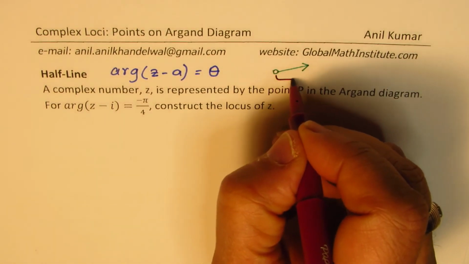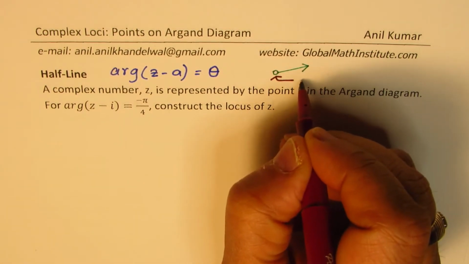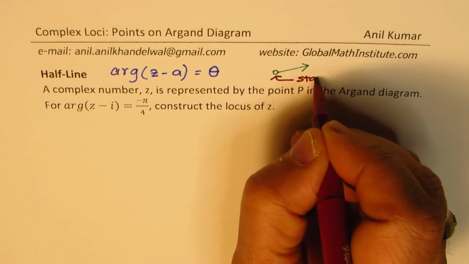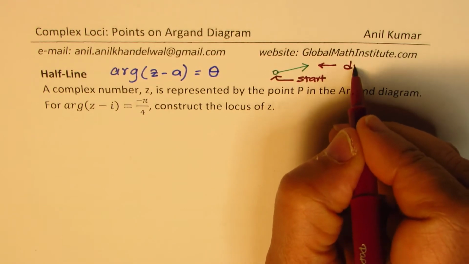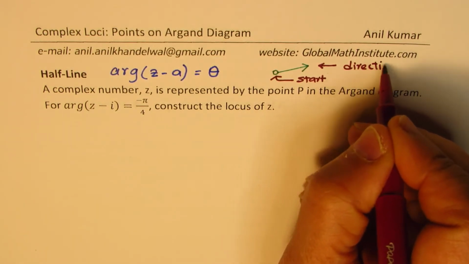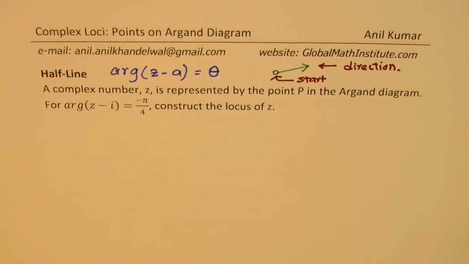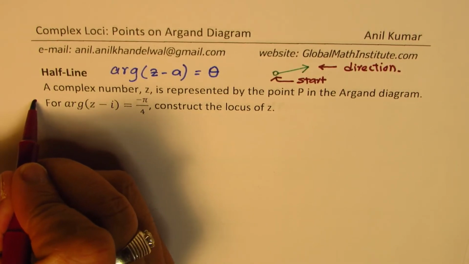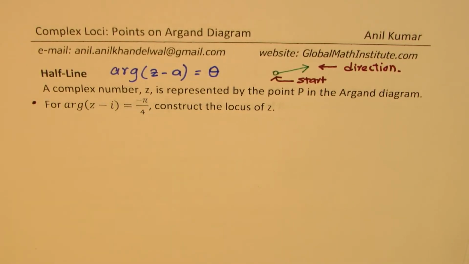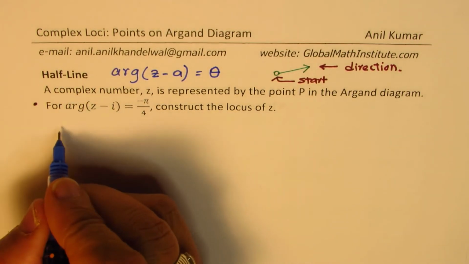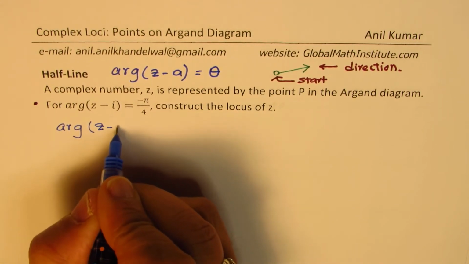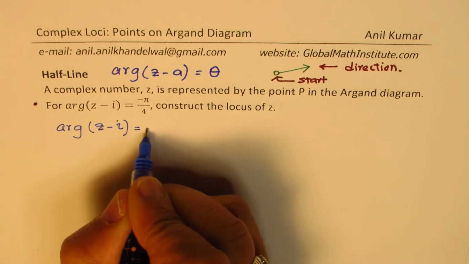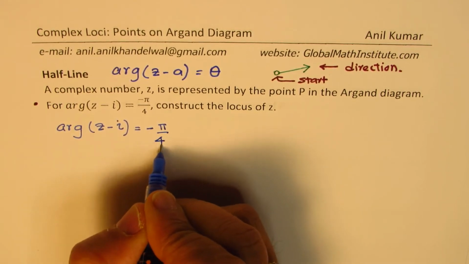So the critical things to figure out here are two. One is the beginning, so the starting point. And the other thing which you need to look into is direction. So I've taken up two examples to understand this concept. So we are given this question here, which is argument z minus i equals minus pi by 4.